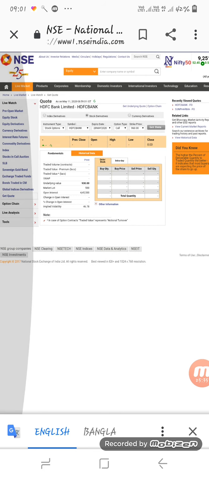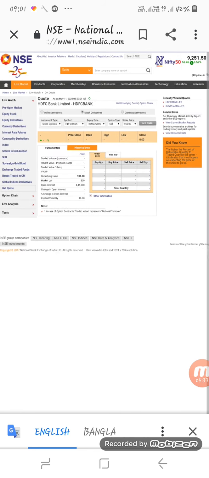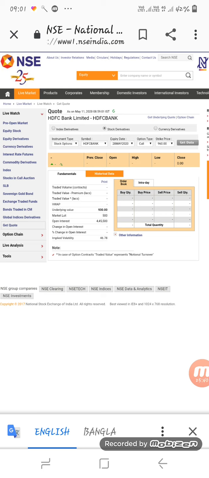So I hope you have understood it. If you still have any doubts, you can feel free to write, because the derivative market is also a huge concept. Today I just explained to you the concept of what is spot price, strike price, premium, the expiry contract period, and lot size.